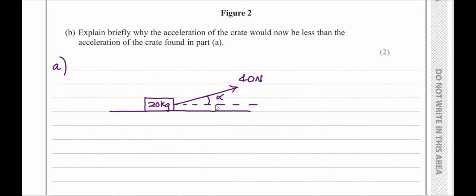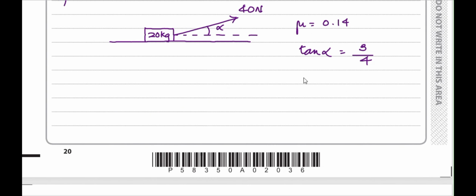I have redrawn the diagram here. Let me also write the relevant information. Coefficient of friction mu is given to be 0.14. Tan alpha is given to be 3/4. And the question is, acceleration is equal to what? So first of all, draw a right angle triangle. Let us say this is angle alpha.